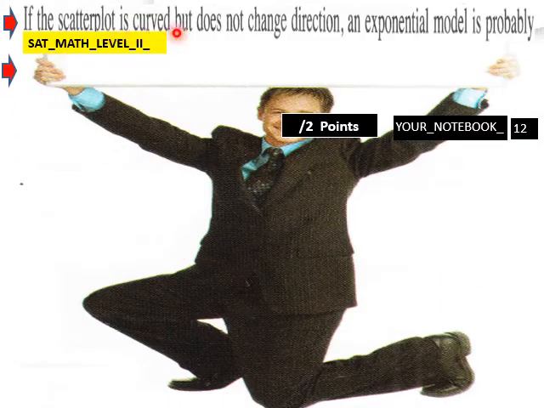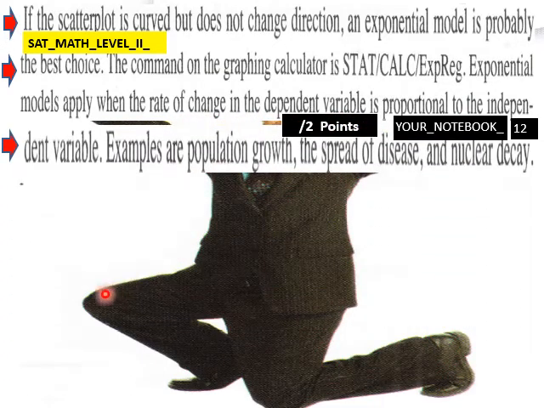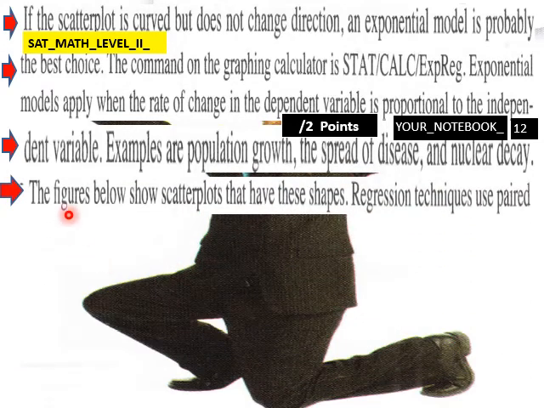If the scatter plot is curved but does not change direction, an exponential model is probably the best choice. The command on the graphing calculator is STAT CALC exponential regression. Exponential models apply when the rate of change in the dependent variable is proportional to the independent variable. Examples are population growth, the spread of disease, and nuclear decay. The figures below show scatter plots that have these shapes.